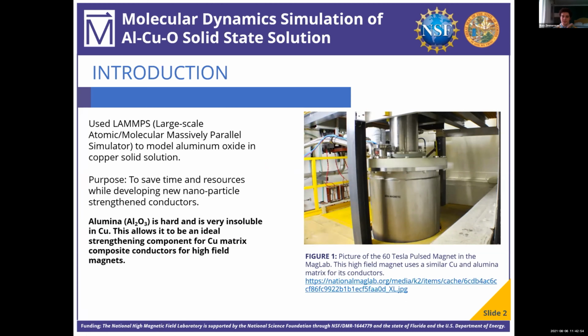So the purpose of this research is to save time and resources while developing new nanoparticle strengthening conductors without having to go through the physical trial and error process of actually making them. Aluminum oxide is hard and very insoluble in copper. So this makes it an ideal strengthening component for copper high field conducting magnets.